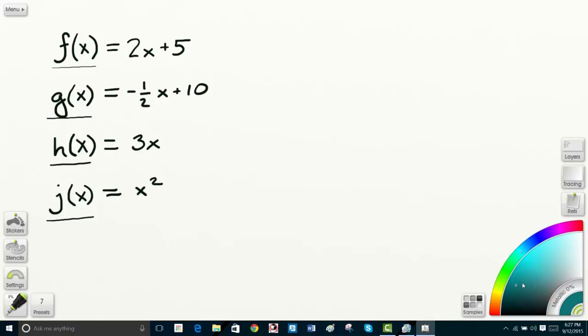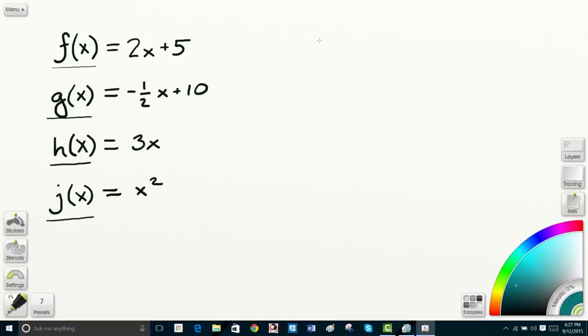Okay, looking at these functions, I want to talk about how this is going to be useful to us, or how we use function notation. Well, one way that we use it is to be able to input a number into the equation. Think of the equation like a little machine. It's a number machine. What we put in is an x value.